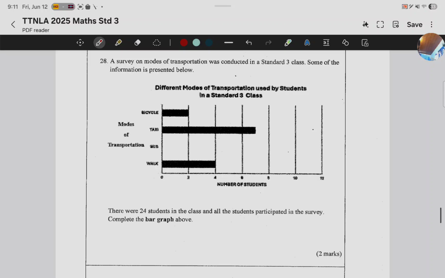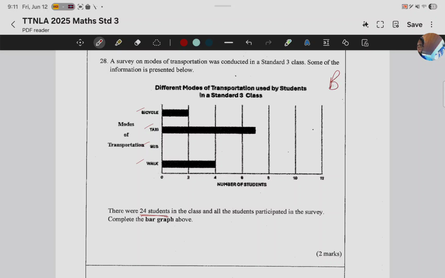A survey of modes of transportation was conducted in a standard 3 class. Some of the information is presented below. There are 24 students in the class and all the students participated in the survey. Complete the paragraph above. So bus is missing, so we need to complete for bus.